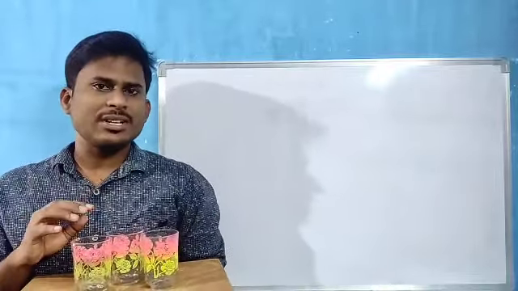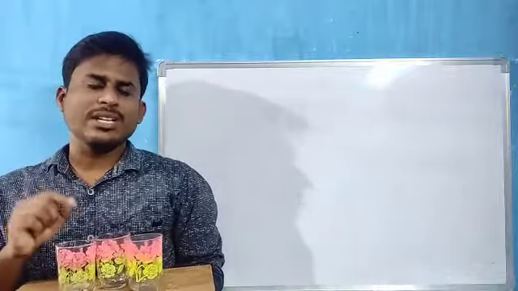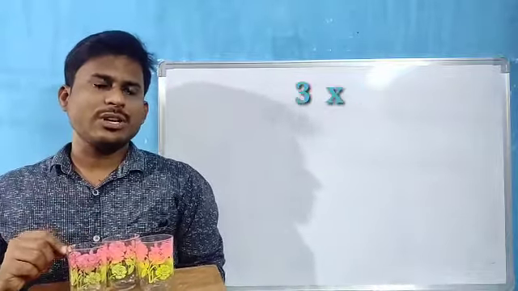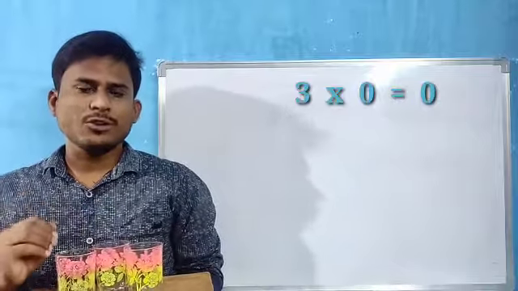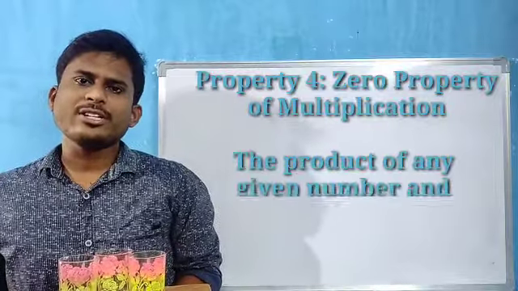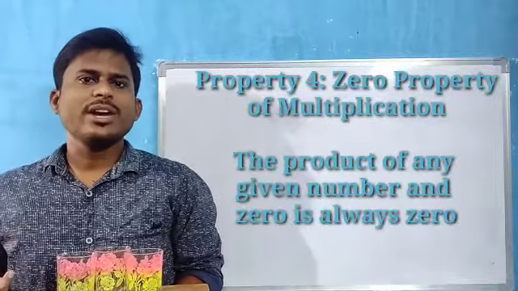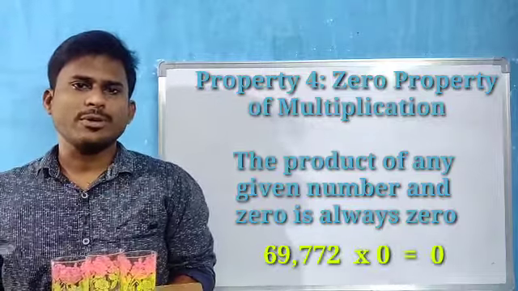So, how many glasses are here, children? 3 glasses are there. 3 glasses into 0 pens in each glass. So, 3 into 0 equal to 0. So, 0 pens, children. This is your fourth property, children. 0 property of multiplication. The product of any number and 0 is always 0, children. Now, you can see one more example on the board.